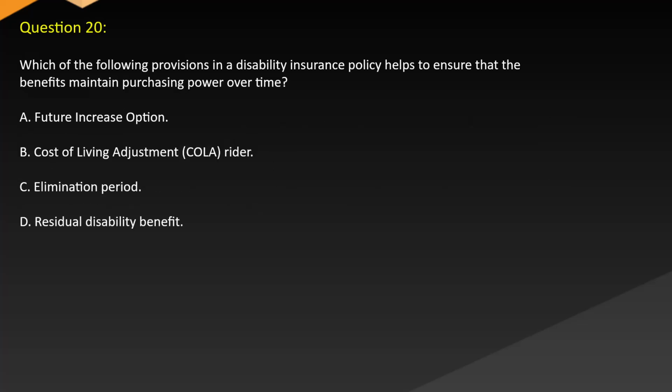Question 20. Which of the following provisions in a disability insurance policy helps to ensure that the benefits maintain purchasing power over time? A. Future increase option. B. Cost of living adjustment COLA rider. C. Elimination period. D. Residual disability benefit.